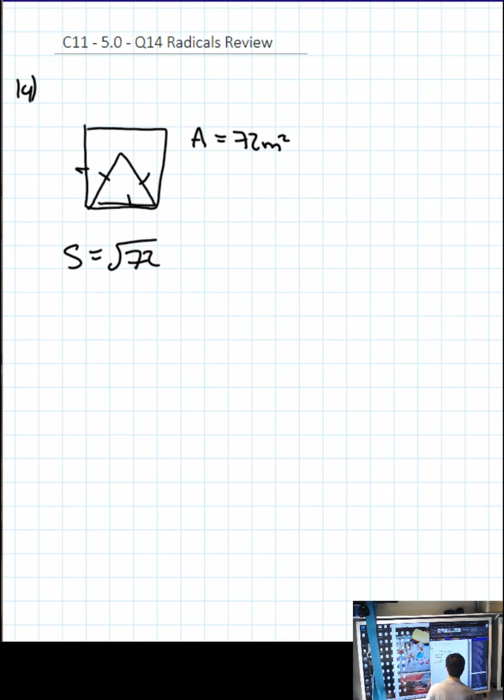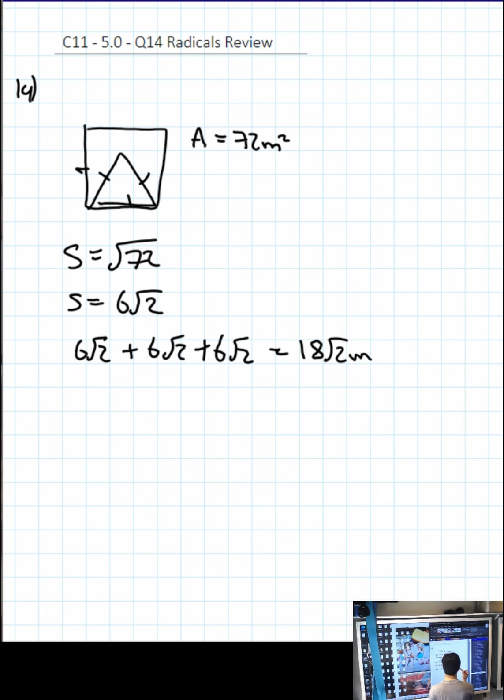So we can simplify that. 72 is going to be 36 times 2, so it'll be 6 root 2. Good, so that's the side length of the square that we just figured out. Now we have to find the perimeter of the equilateral triangle, where we know we have 3 sides. So we're going to say 6 root 2 plus 6 root 2 plus 6 root 2 equals 18 root 2 meters. Circle our answer. Great.